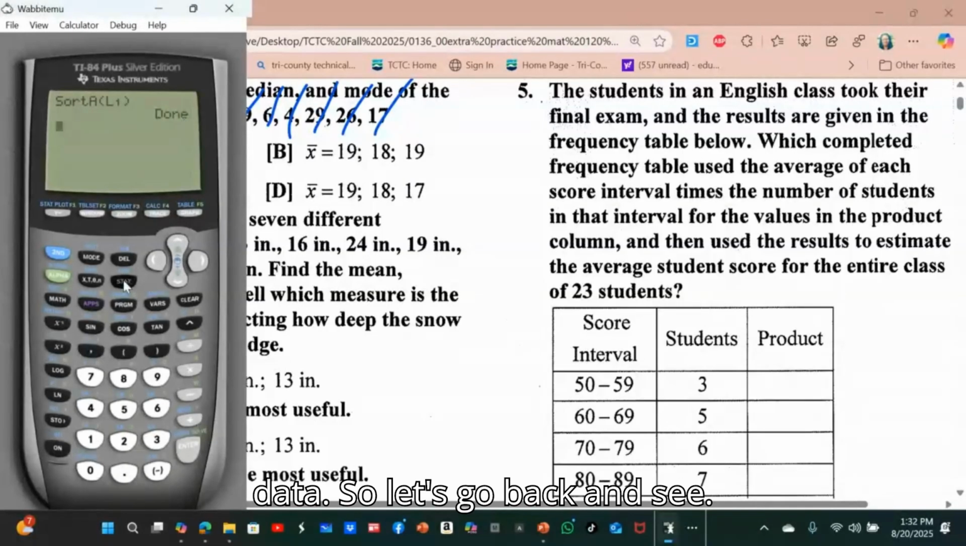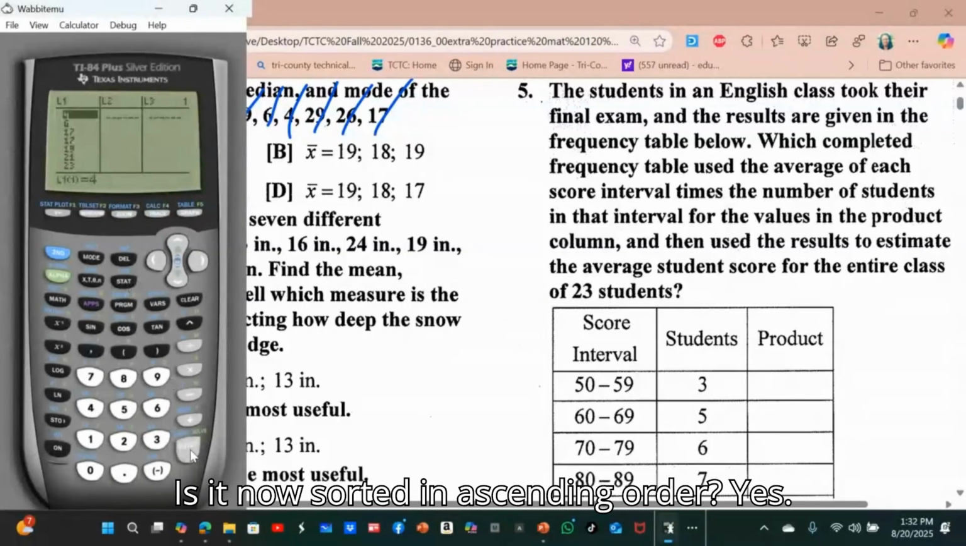So let's go back and see. Is it now sorted in ascending order? Yes. So my calculator has sorted this data in ascending order.